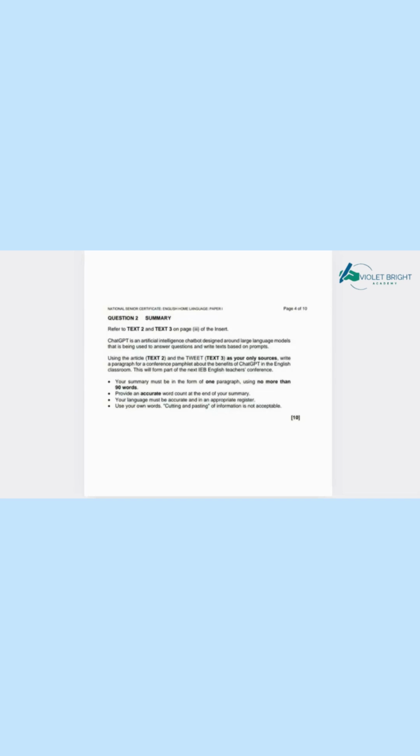They say your summary must be in the form of one paragraph, using no more than 90 words. Provide an accurate word count at the end of your summary. Your language must be accurate and in an appropriate register. Use your own words. Cutting and pasting of information is not acceptable. Now, these are all rules we are familiar with.